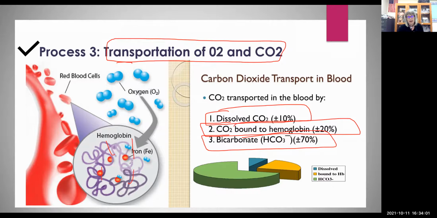And don't forget, we have 4 million of these hemoglobin molecules in one red blood cell, and each of those 4 million have 4 binding sites. So that's 16 million ways that we can pick up oxygen.